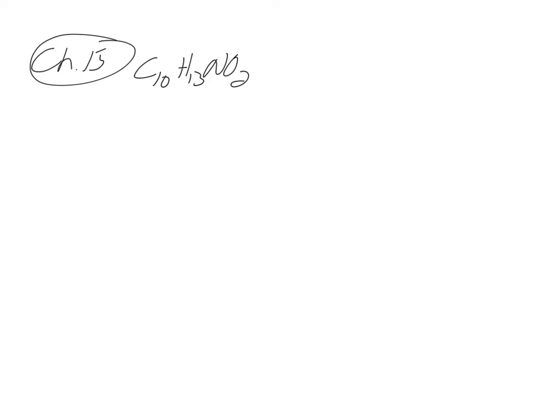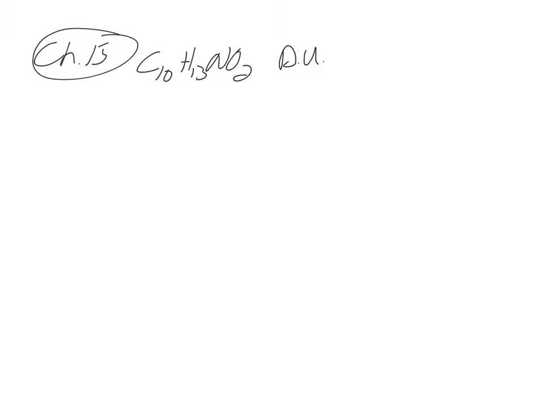Another Sapling problem from chapter 15. Now on this one they give us C10H13NO2. So when you give the molecular formula, the first thing you need to do is degrees of unsaturation. So what is the DU for this? The degrees of unsaturation is equal to 5. And so what does that tell us? Ding, ding, ding, benzene ring. Anything 4 or more, we should be thinking about a benzene ring.